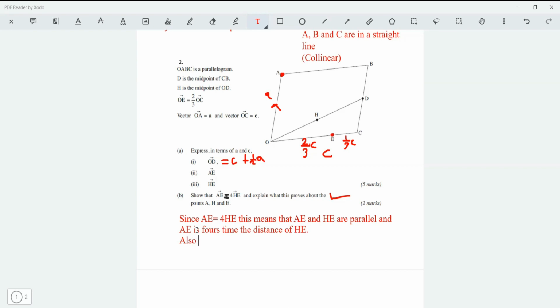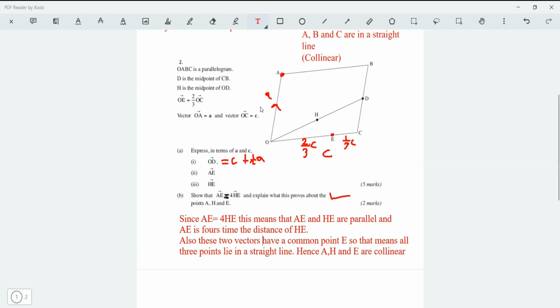Also, these two vectors have a common point. They have a common point of E. So that means that E lies on the line from A to H. Or let's not put it that way. That means that all 3 points lie in a straight line. Hence, write that A, H, and E are collinear.